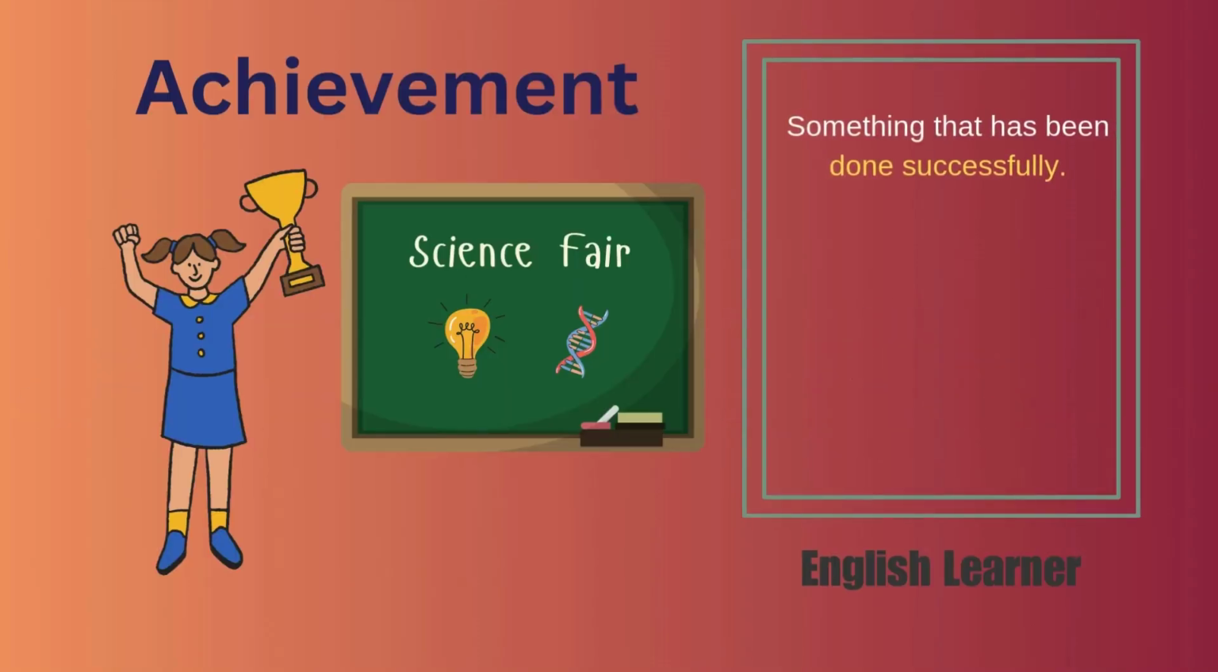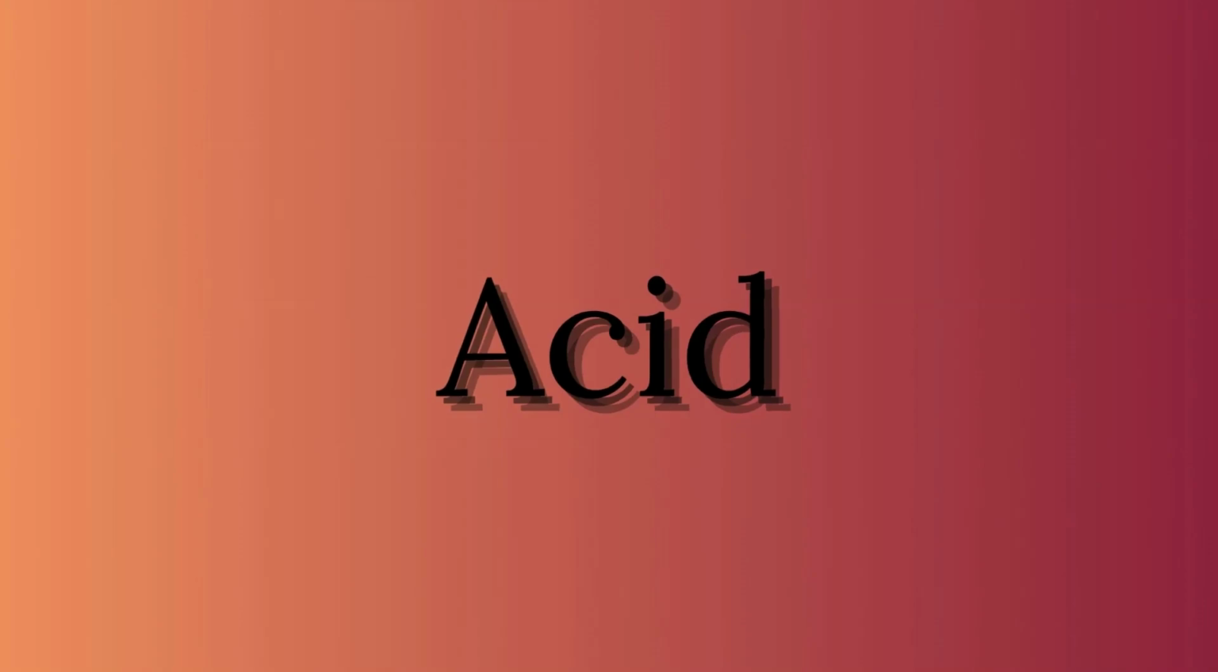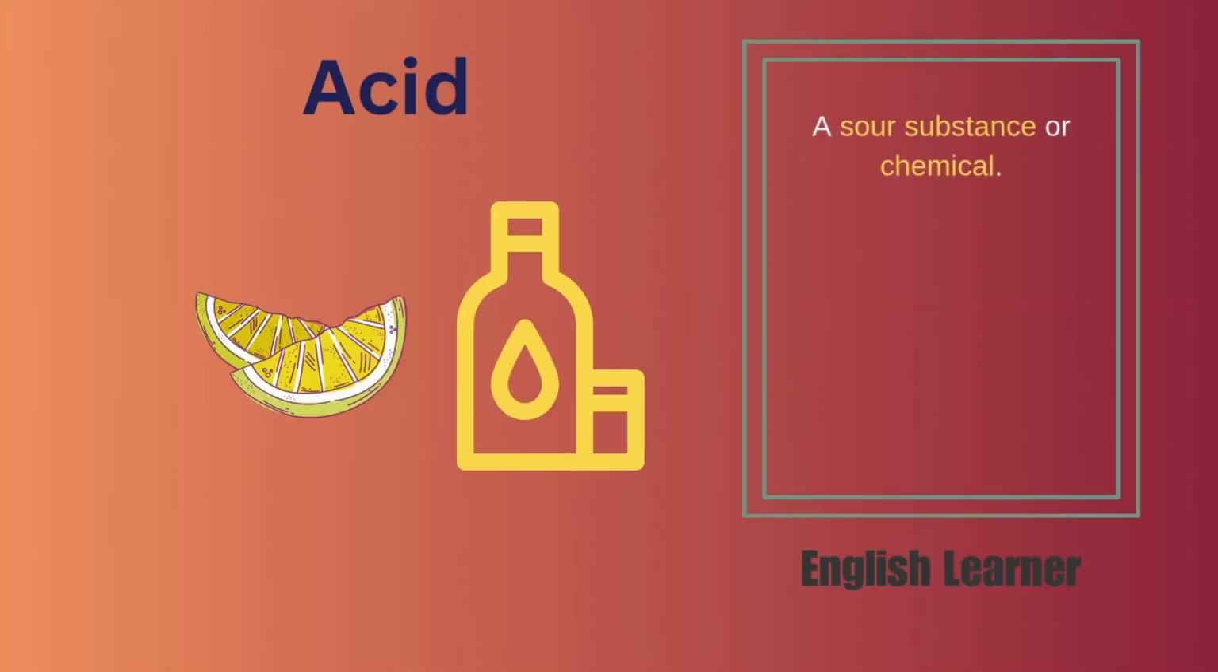Achievement. Something that has been done successfully. Example. Winning the science fair was her biggest achievement this year. Acid. A sour substance or chemical. Example. Lemon juice contains citric acid, which is why it tastes sour.